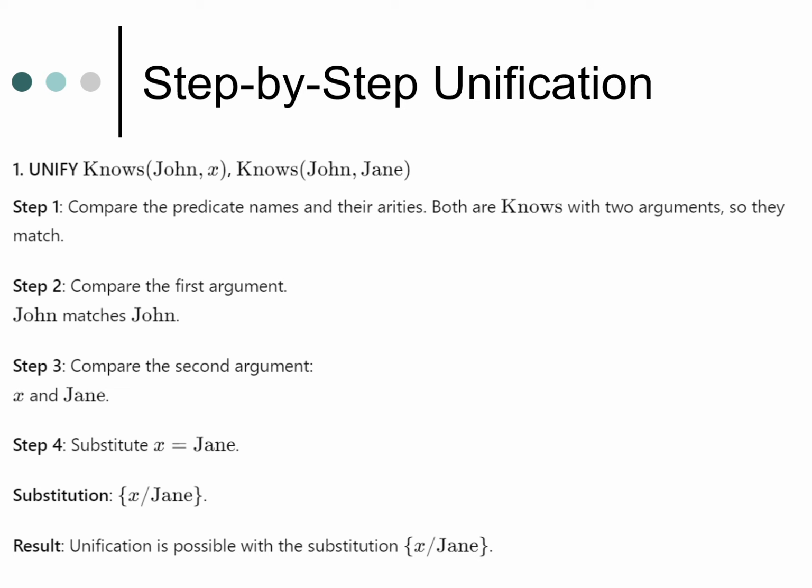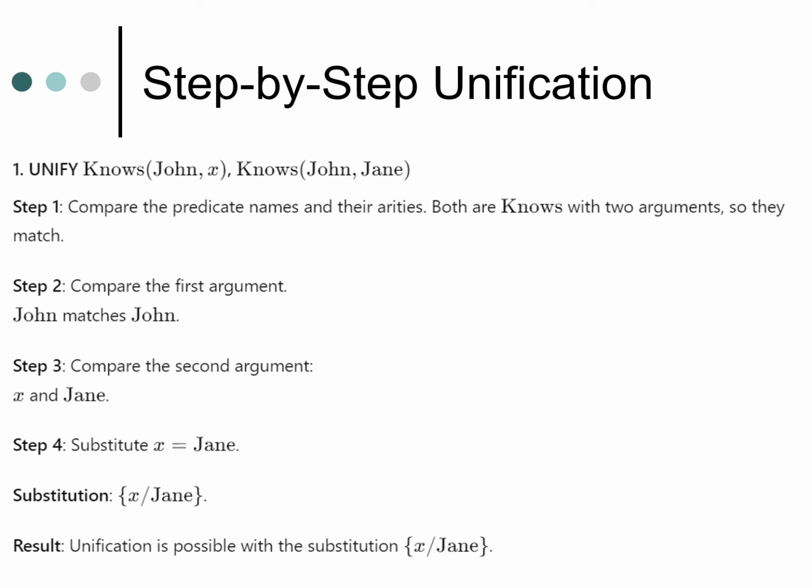We have to do the first step. We have to compare the predicate names and the arities. Here, both the knows have two arguments, so the arguments are matching. We can move further. We are comparing the first argument. John matches John, so no changes on that. In the next step, we are comparing the second argument, X and Jan. Since these two are different, we substitute X equal to Jan.